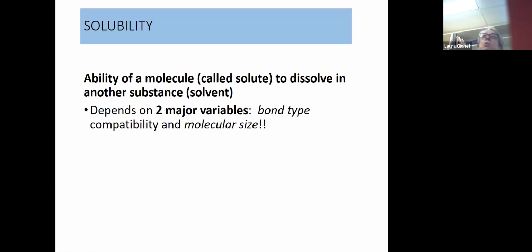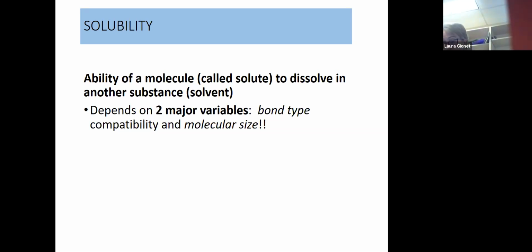Okay. So, solubility. Solubility is the ability of a molecule called a solute to dissolve in another substance called the solvent. The solvent is generally more liquid and more expansive, more voluminous, and in our case, it's generally water. That's what we're referring to. And it depends on two major variables, bond type compatibility and molecular size. And that's what I was referring to before.